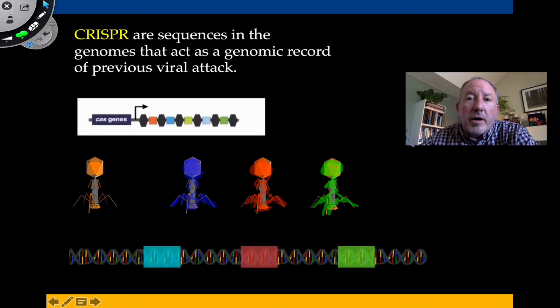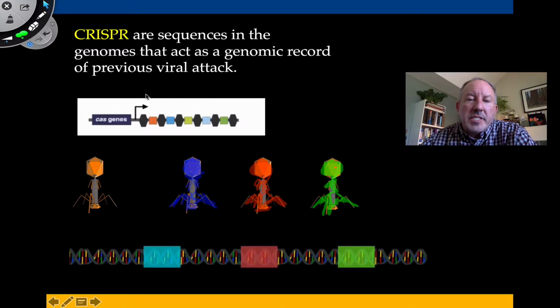So CRISPR are sequences in the genome of a bacteria. This is the bacterial genome shown below here, that act as a genomic record of previous viral attacks. And so check it out. If one time it was an orange virus, that would be incorporated, or a blue one, or a red one, or a green one.